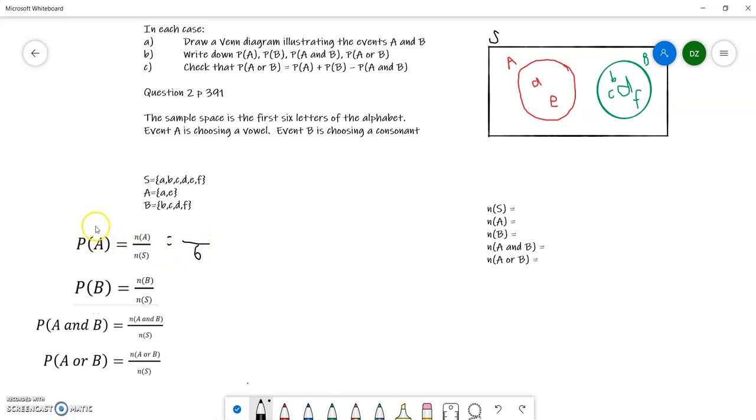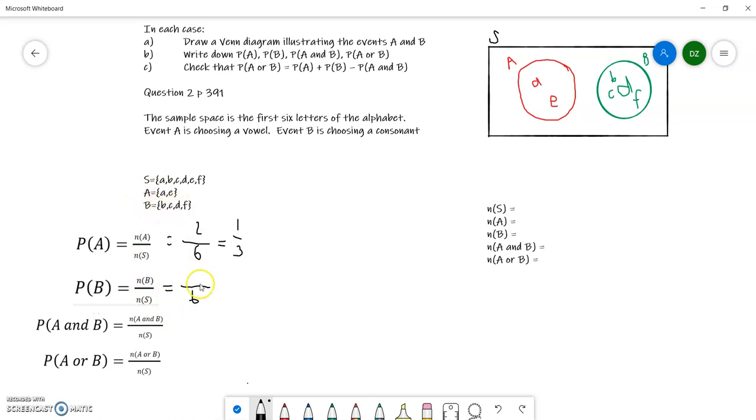And my event A is the vowels, and that is 2 elements. And with every fraction, we have to simplify. So the probability of event A is 1/3. Okay, and I do the same with B. I'm looking at how many elements are there in my sample space, and how many of those elements are in my event B?